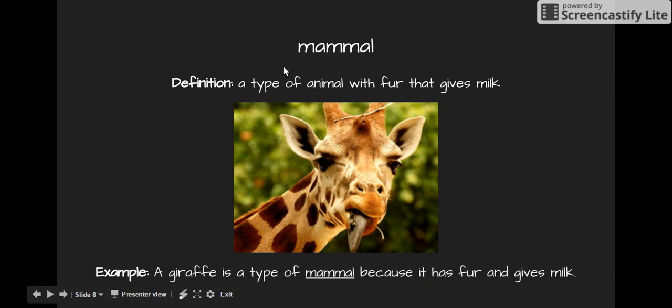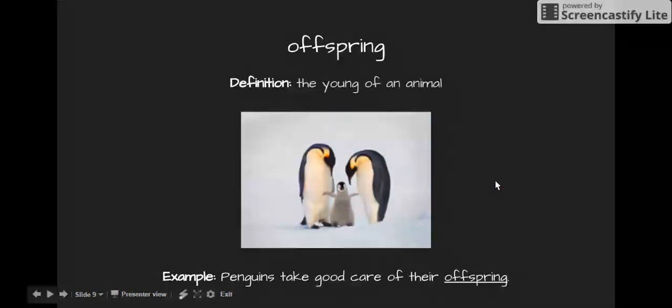A mammal is just a type of animal with fur that gives milk. And you might not have known this, but a giraffe is a mammal because it has fur and it gives milk to its babies. But I just kind of picked this picture because it was silly.